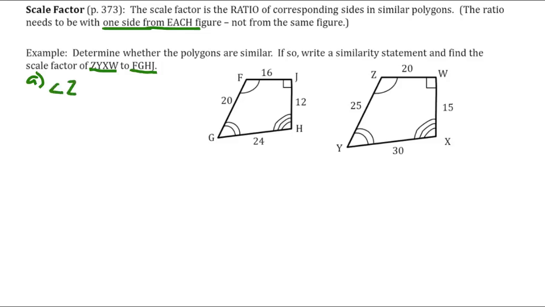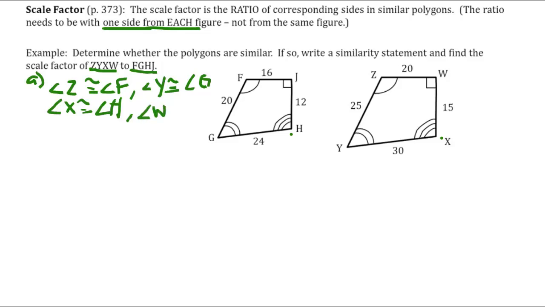Angle Z. Is angle Z congruent to angle F? Yes, angle Z is congruent to angle F. Look at the next one. Angle Y. Is angle Y congruent to the second letter, angle G? They are. They have two tick marks, so it is congruent to angle G. Angle X is congruent to the third letter of the second one, angle H. And is X congruent to H? Three tick marks, so it is congruent. And then the last one, angle W, is congruent to angle J.